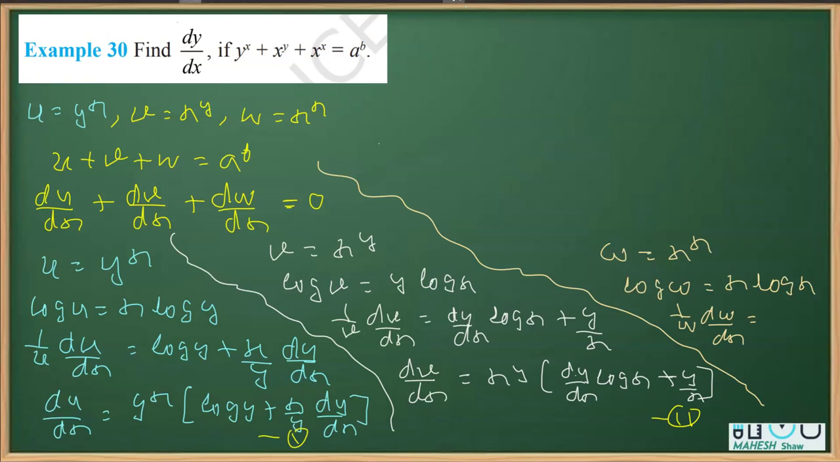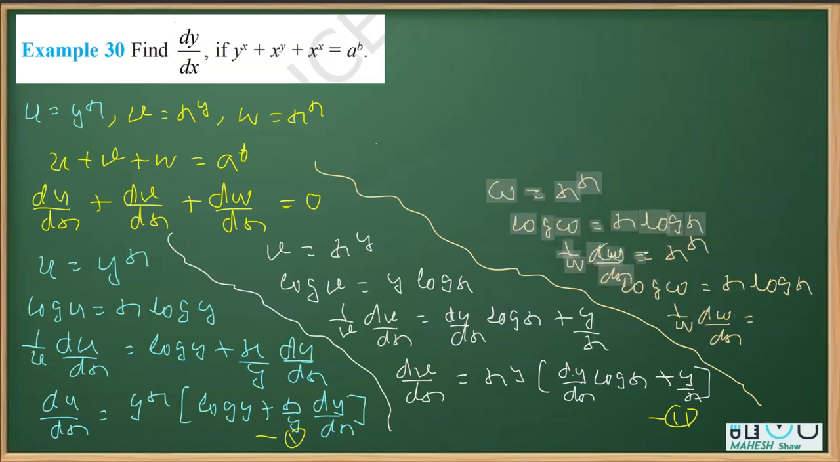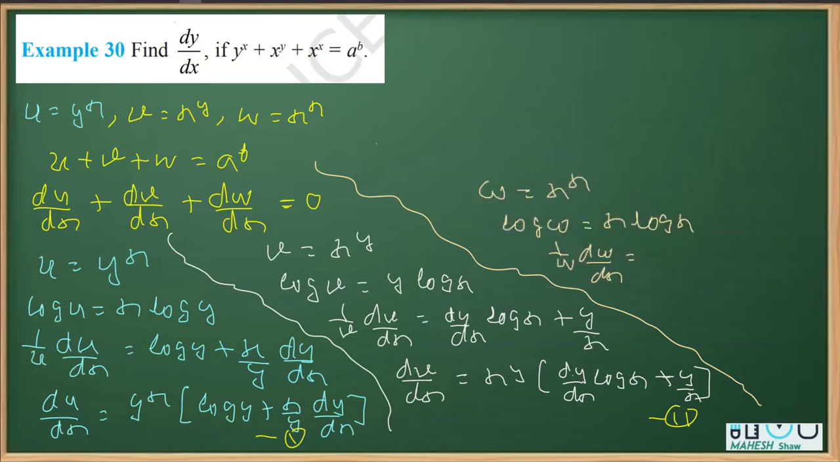Now I need more space, so let's push it a bit above. If I find the differentiation of x, it is 1 times log x. That's the product rule. For x, it is copied, and for log x, it is 1 by x. So now if I transpose w to the other side, dw by dx is going to be w, and w is x raised to the power x. So that is x raised to the power x times 1 plus log x.